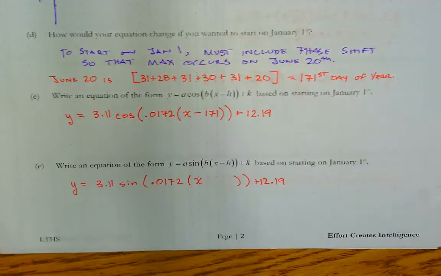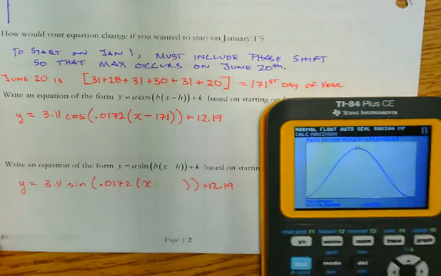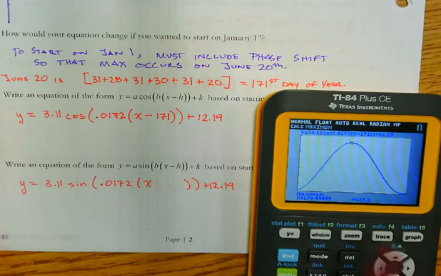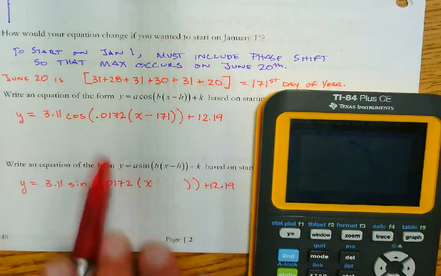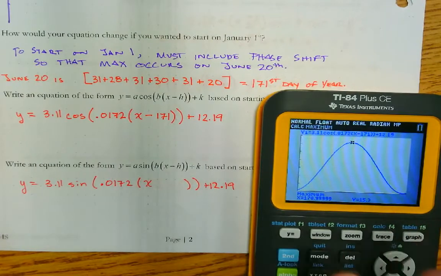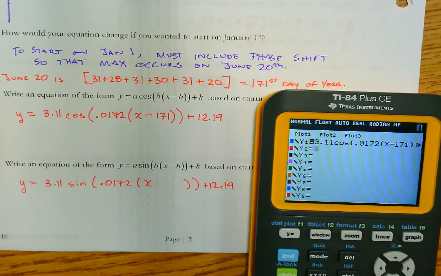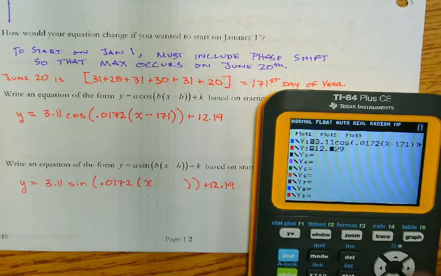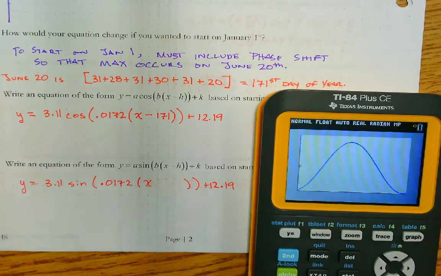So how can we figure that out? Well, I can come back to my equation. So here's my equation. We said this is a good looking equation for what we have. And I'm going to come back over here, and on y2, I'm going to put 12.19. Excuse me. Always be careful on what you're entering. And I'm going to graph that.